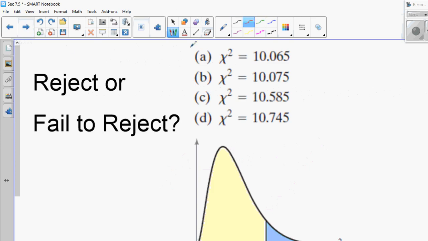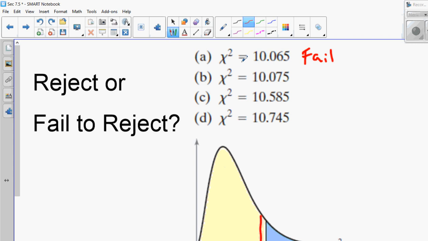So here are 4 different chi-squareds that come from problems. Here is a right-tailed test where our chi-squared 0 is 10.645. So if I look at this, 10.065, that is going to be over here. It's going to be to the left. So since it's not in the blue, that is a fail to reject.